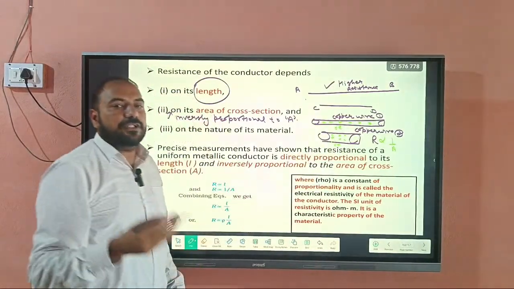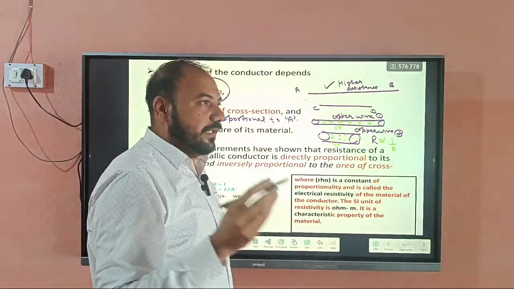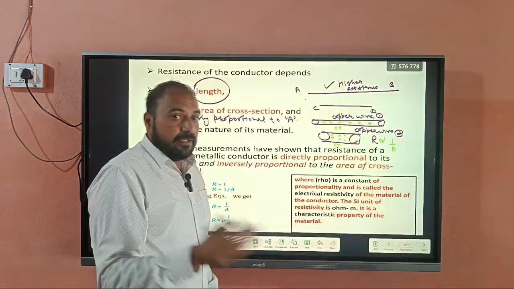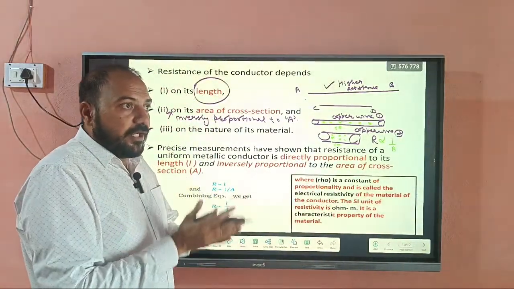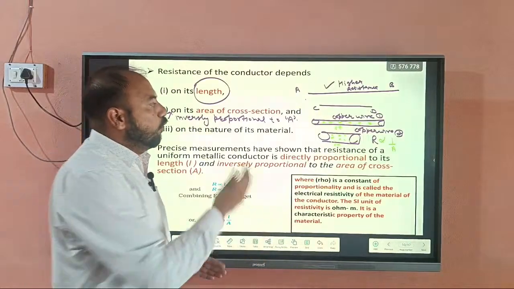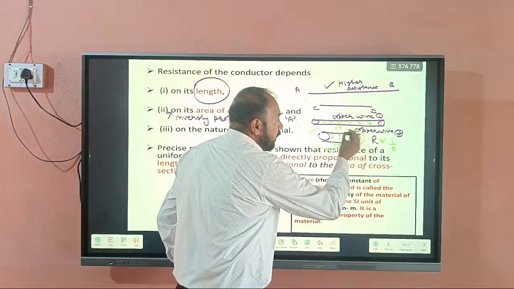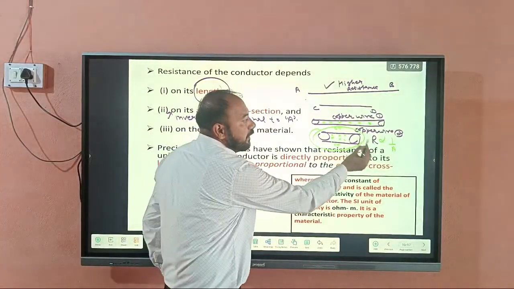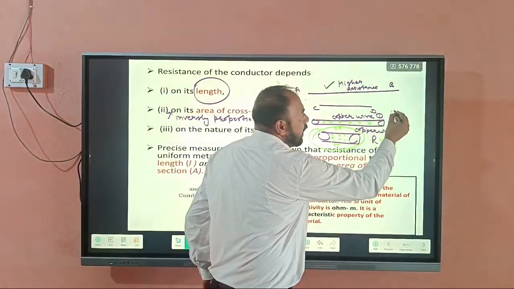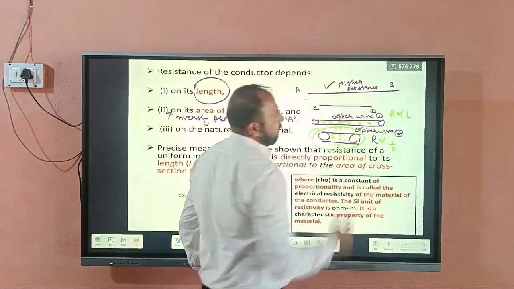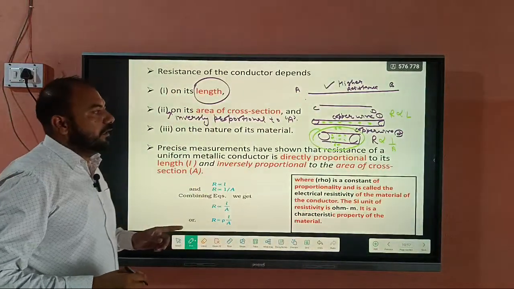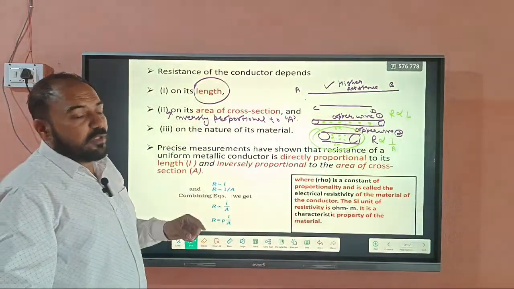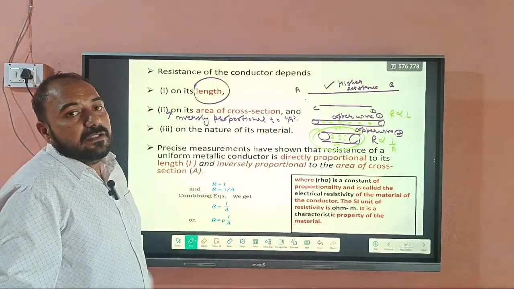For example, like a street, if 100 people are moving in a street in a line and we increase the area of the street, what happens? They move easily. Like that, if we increase the area of a cross section, resistance decreases. But R is directly proportional to L. So resistance depends only on the shape of the wire: two factors, length and area.